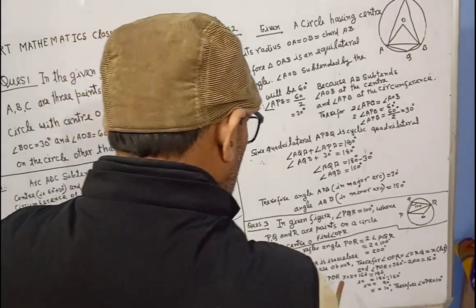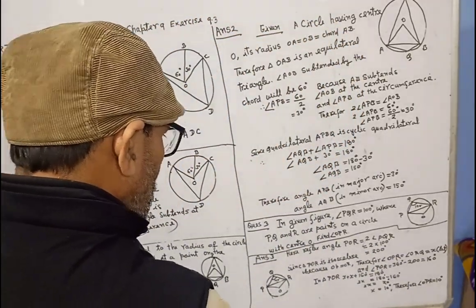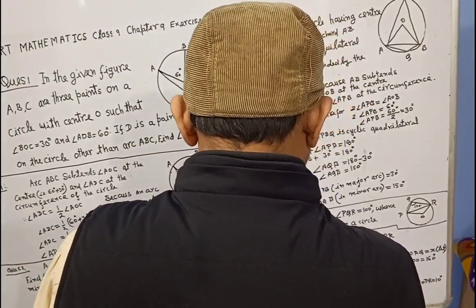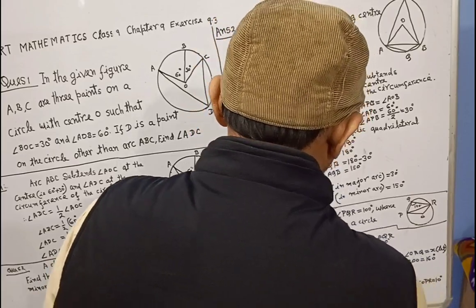In triangle POR, x plus x plus 160 is equal to 180 degrees. Therefore, 2x is equal to 180 minus 160, 2x is equal to 20. x is equal to 10 degrees. Therefore, angle OPR is equal to 10 degrees. That's all.